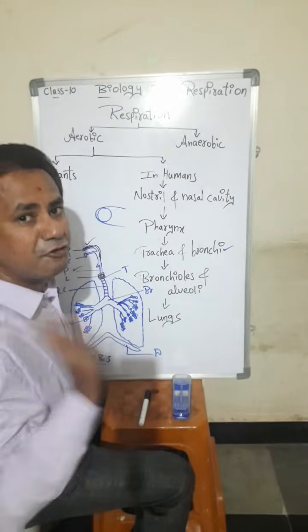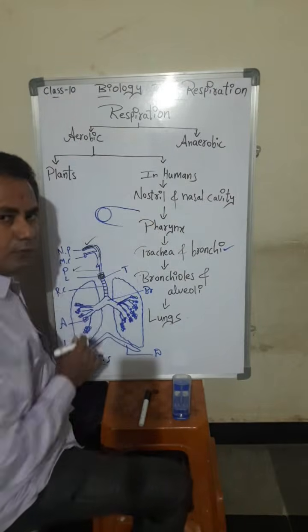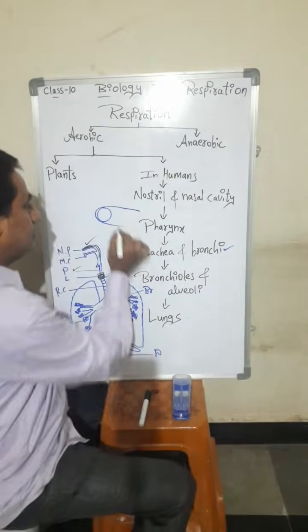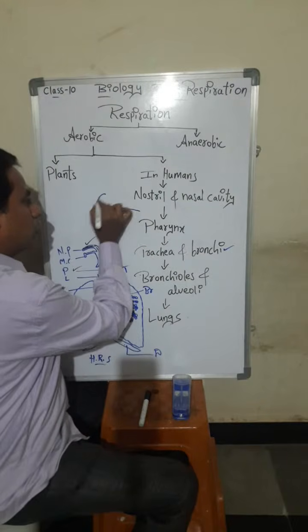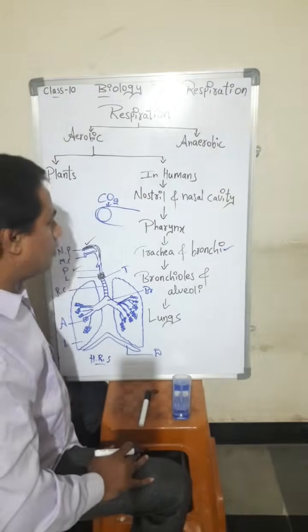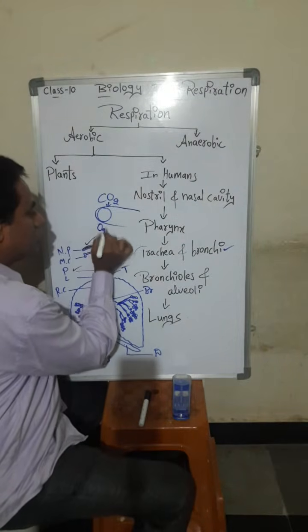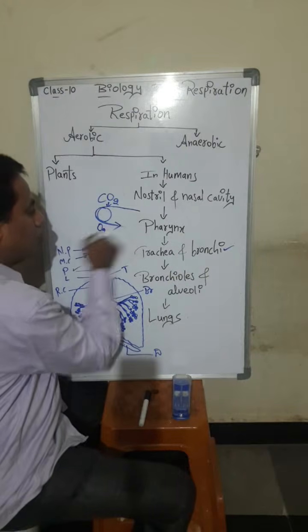Capillaries means blood vessels. So blood will be coming through the heart. The blood will give carbon dioxide. What is the blood giving to the alveoli? Carbon dioxide, and it is taking oxygen, and the blood will move forward.